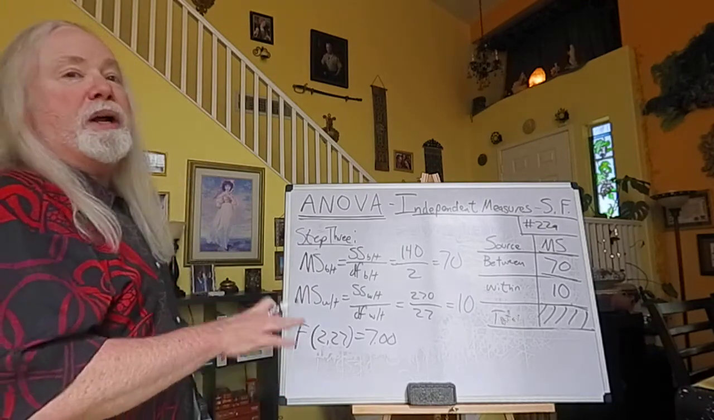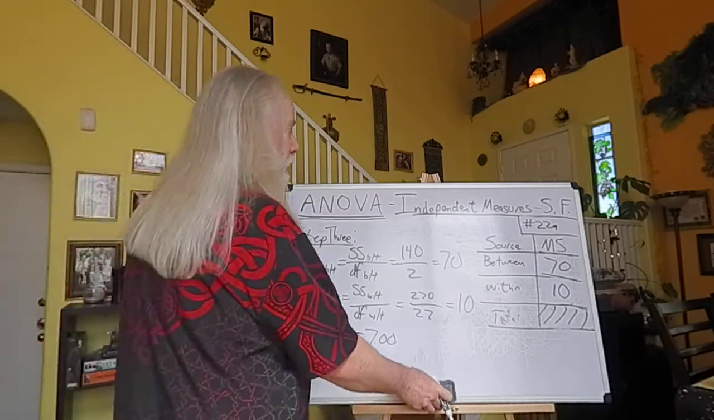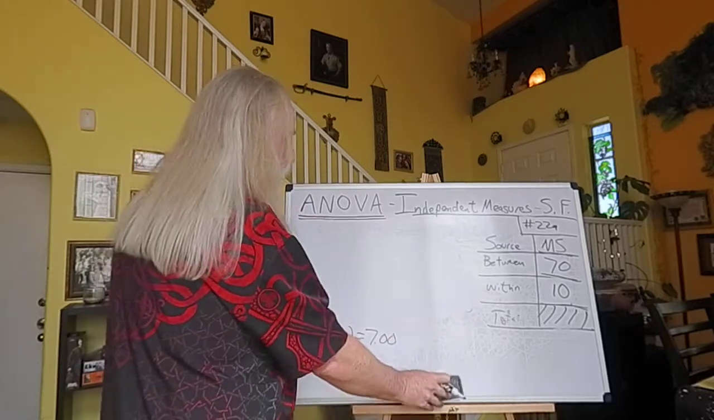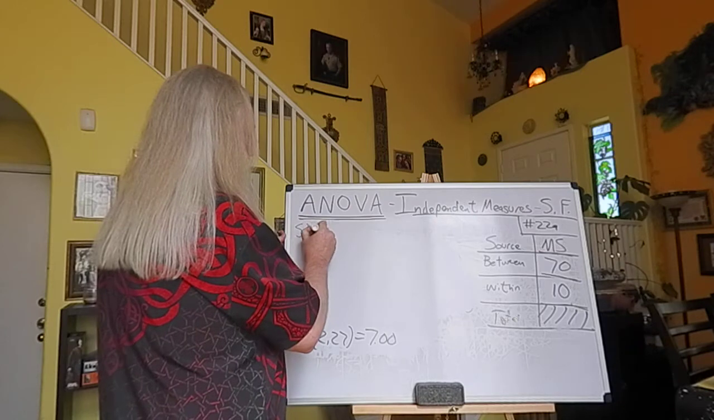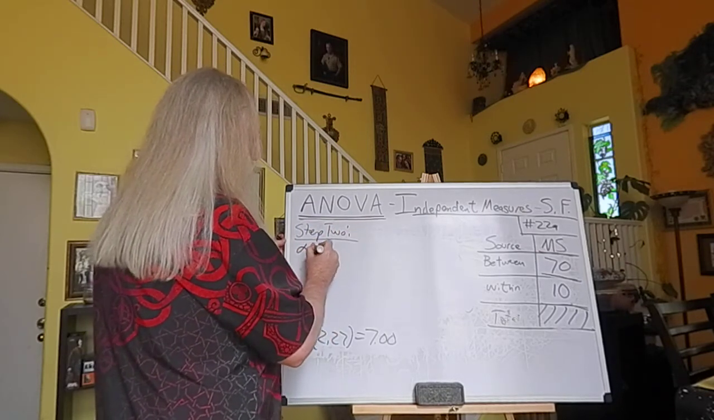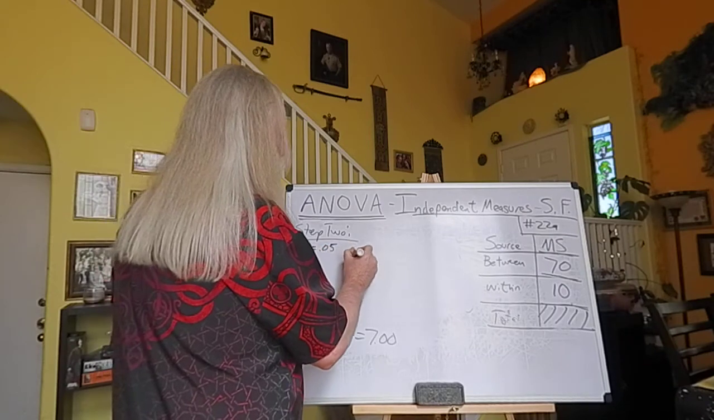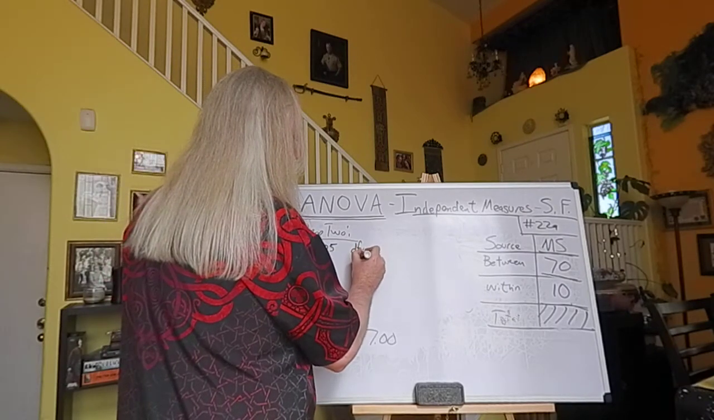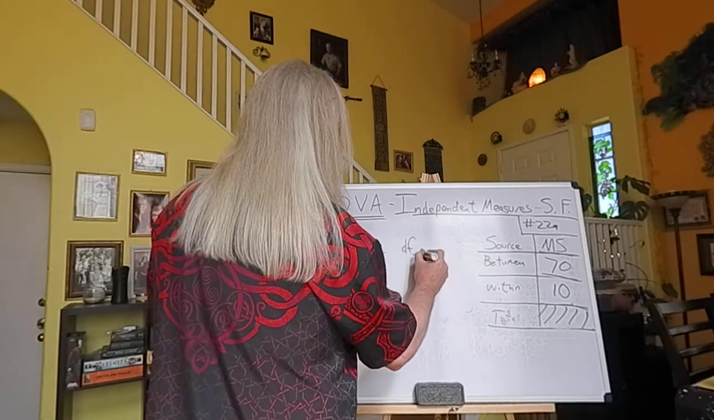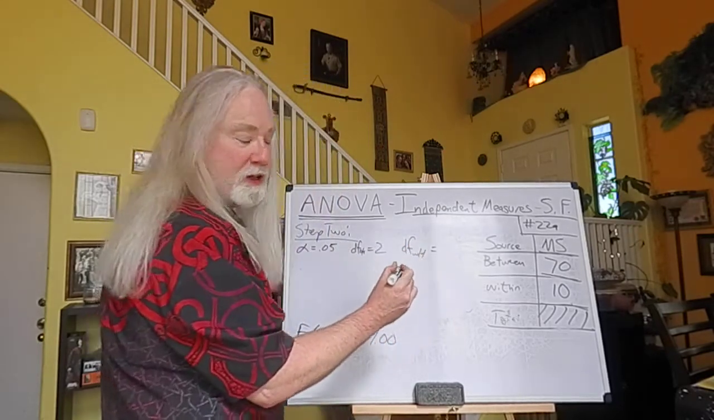So now we go back to step 2. And in step 2, we saw now that we've got our degrees of freedom values. Our alpha level was 0.05. Our degrees of freedom between treatments was 2. Our degrees of freedom within treatments was 27.